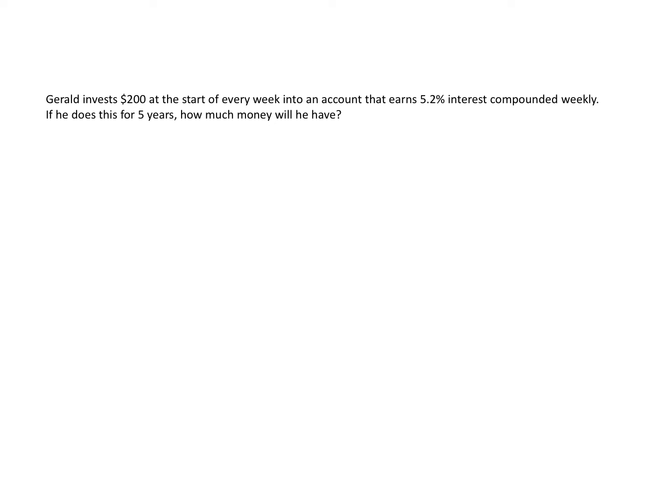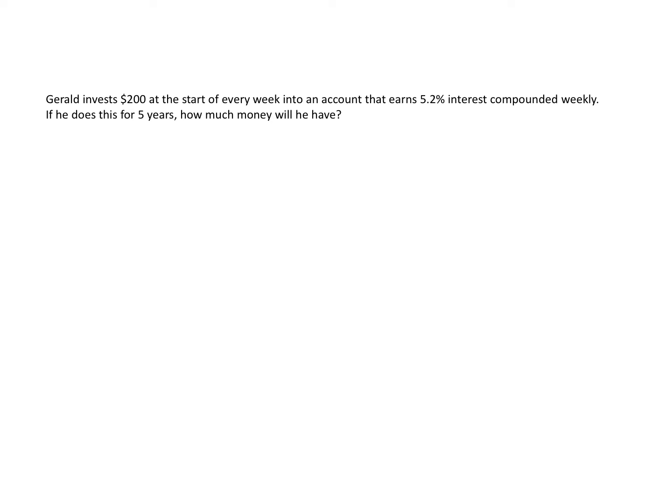This week we continue to look at annuities. I'm going to do 3 examples of annuities due and then 1 example of a deferred annuity. Now this first example, we have Gerald investing $200 start of every week. The account earns 5.2% interest compounded weekly, does this for 5 years.